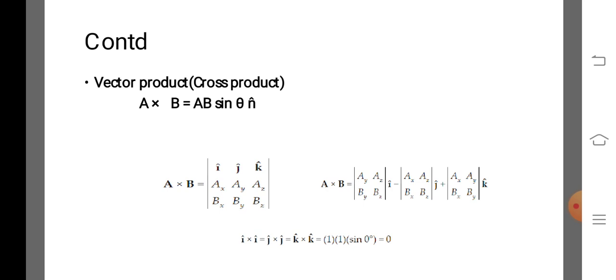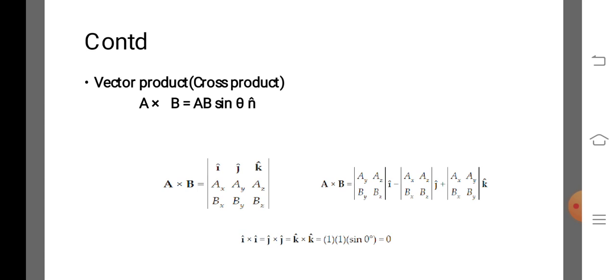a cross b equals the modulus of the base vectors i vector, j vector, k vector. The a vector components are ax, ay, az. The b vector components are bx, by, bz. So those two sets of values are placed under the base vectors. So i vector, j vector, k vector, then under them the values ax, ay, az, bx, by, bz. Take the modulus of those two rows. Okay, we can get the three base vectors.